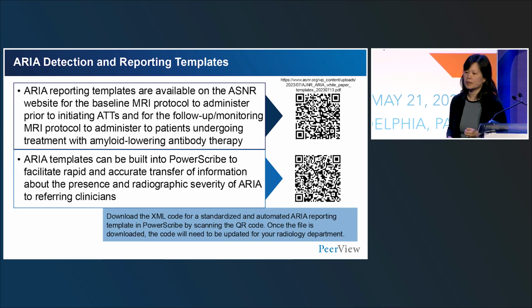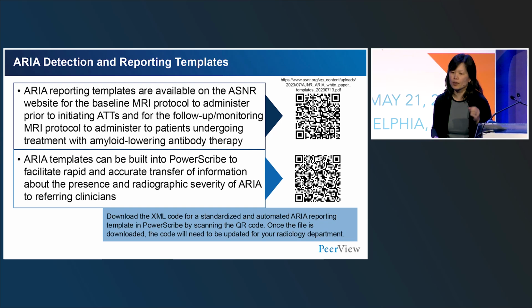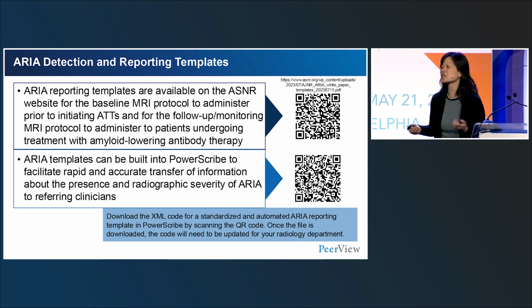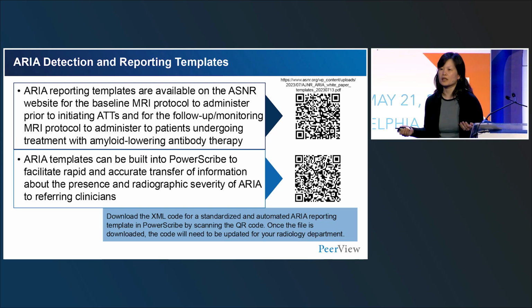Online on the ASNR website, there are protocols and templates that you can download. At our institution, we do have these reporting templates because it just makes it a lot easier for neurology to see these, and it's very clear, is there ARIA-H or not? Are there new microhemorrhages or not? So using the templates is a great way to communicate. And there also are templates built into PowerScribe if you want to download that off the website.